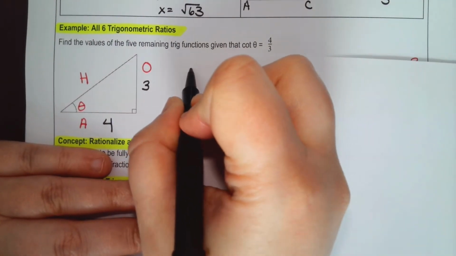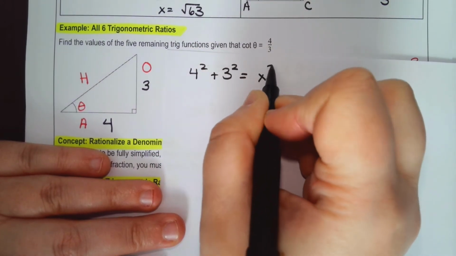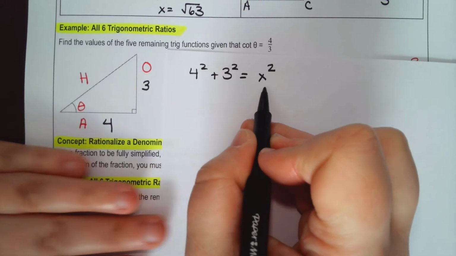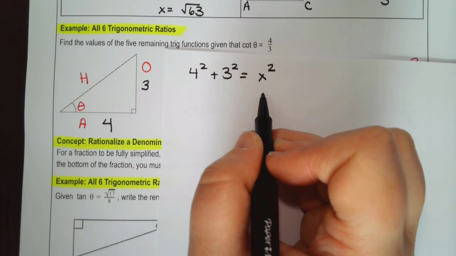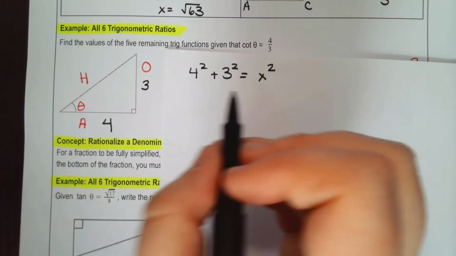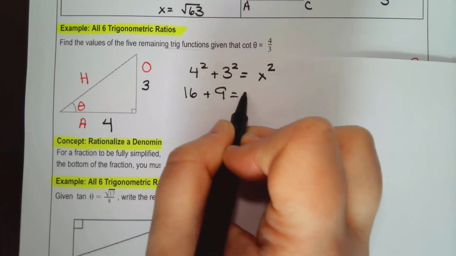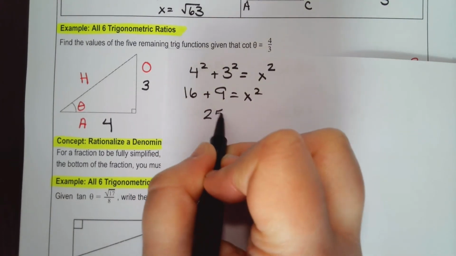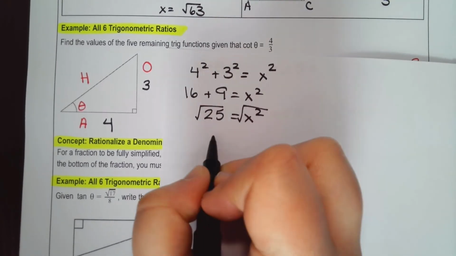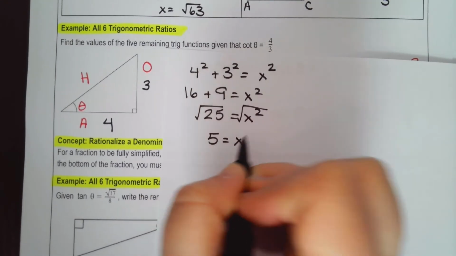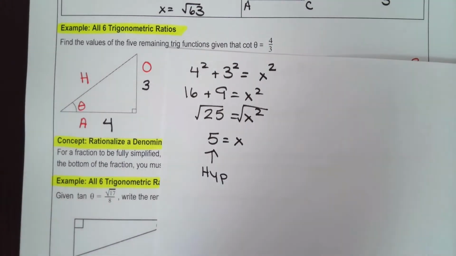So, 4 squared plus 3 squared is equal to x squared. I just use x for the side of the right triangle that I'm finding. It doesn't matter if it's a leg or a hypotenuse. So we have 4 squared is 16, plus 9 is equal to x squared. 25 is equal to x squared. Take the square root, and we get 5 is x, which is our hypotenuse.